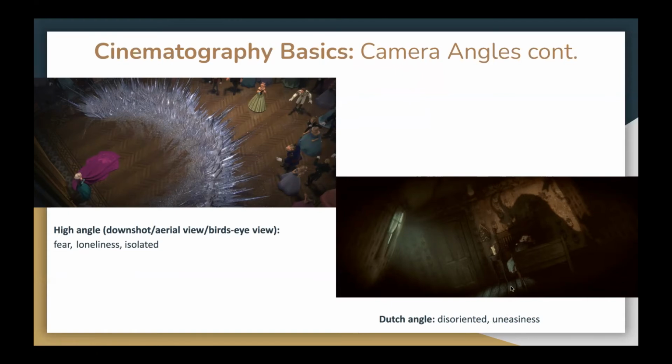And then here on the right, we've got our Dutch angle. This is literally the camera tilted. And it gives this uneasy, disoriented effect, like something's not right. Something's very clearly wrong, you know. That's what that Dutch angle means. And it's very good if you want to give a horror type of feeling.